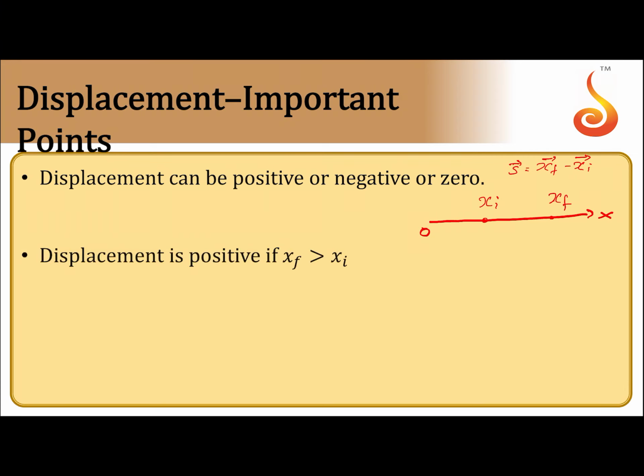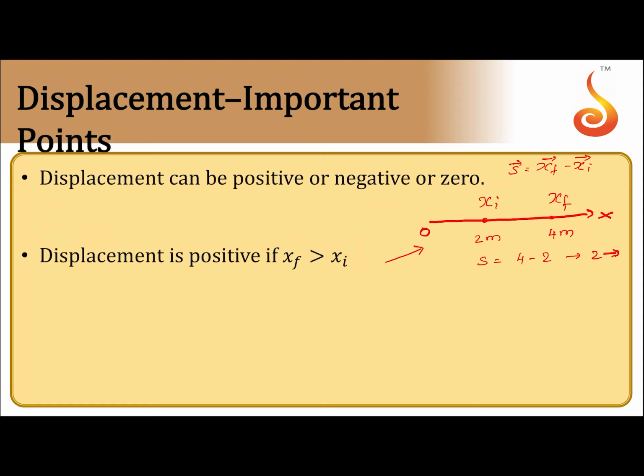Now, displacement is positive if xf is greater than xi, as in this example. Do you notice that, for example, this is some 2 meters, this is 4 meters. What is the displacement here? s is equal to 4 minus 2, that is equal to 2 and it is a positive quantity. Thus, the displacement is 2 and it is along positive x axis.